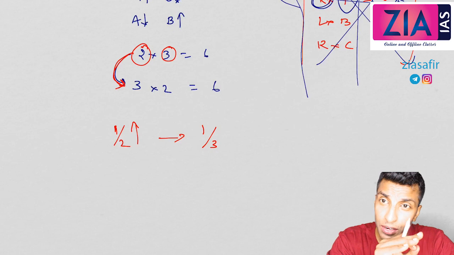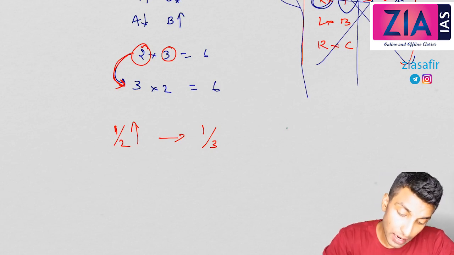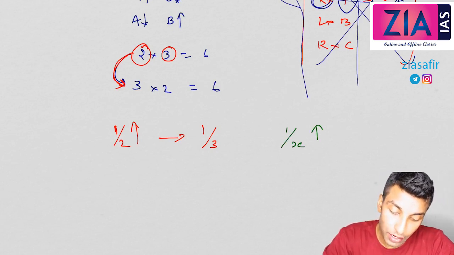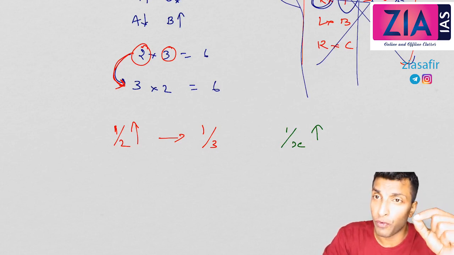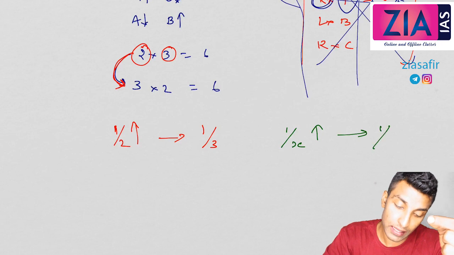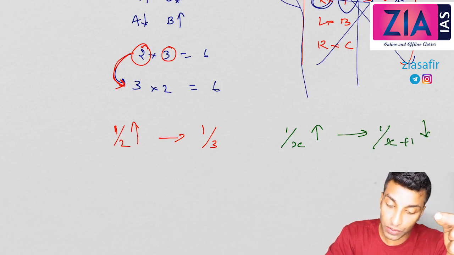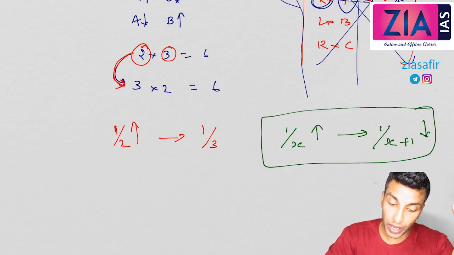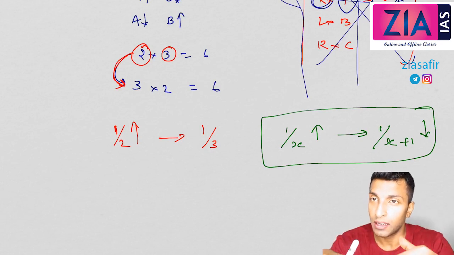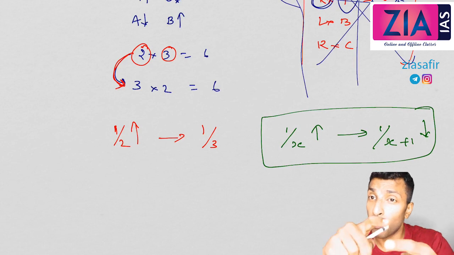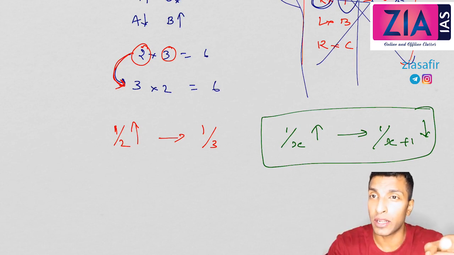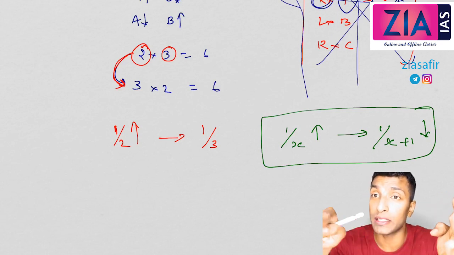So if I generalize, if I say 1 by x increase in one parameter, it can be in A, it can be in B. If 1 by x is there, that will result in 1 by x plus 1 decrease in the other. So increase leads to decrease. That is for sure. 1 by x increase means 1 by x plus 1 decrease. 1 by 3 increase means 1 by 4 decrease. 1 by 4 increase means 1 by 5 decrease. 1 by 5 increase means 1 by 6 decrease.